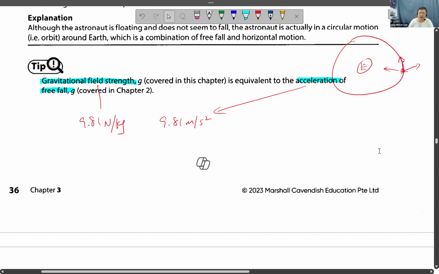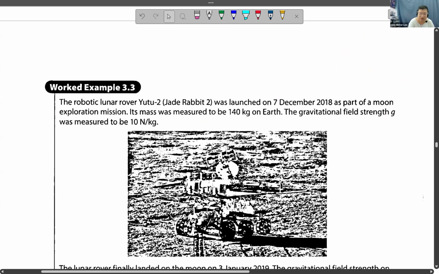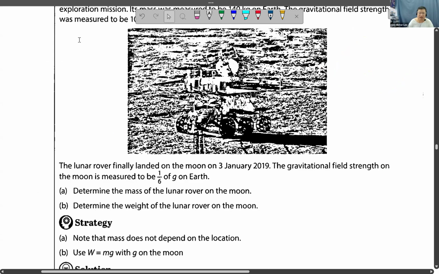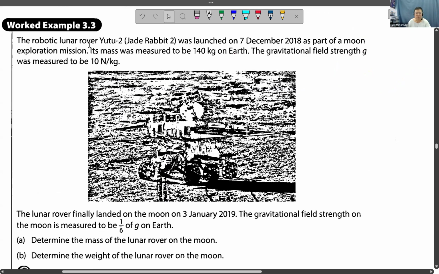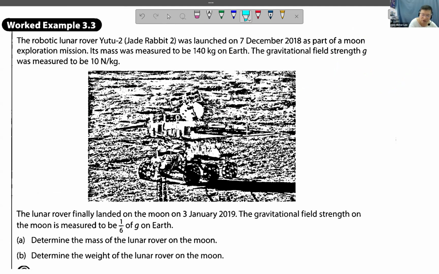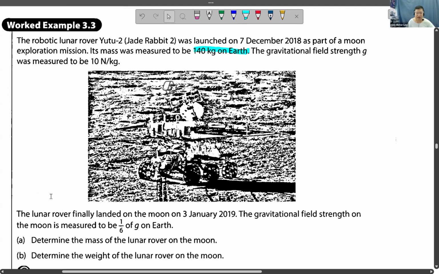All right, let's look here. Let's try this. I want you to try this. Can you see the whole question? This is the lunar rover. That means it's the robot, a robotic thing that can move around, like a rover. The mass is measured to be 140 kg on Earth, and gravitational strength on the Moon is 1/6 the G on Earth. Can you tell me what is the mass of the lunar rover on the Moon?